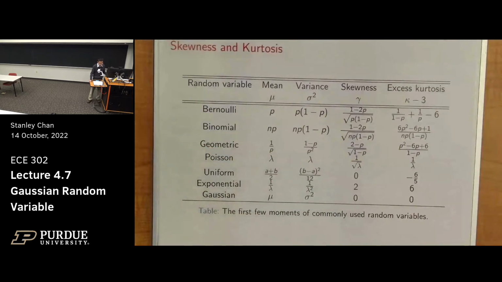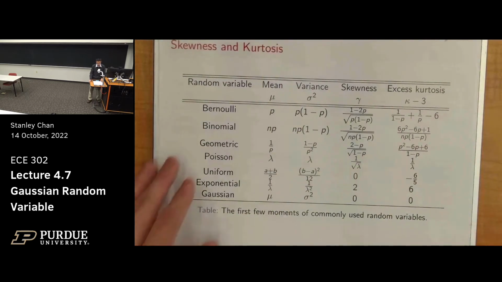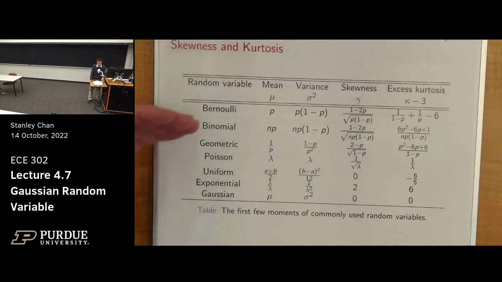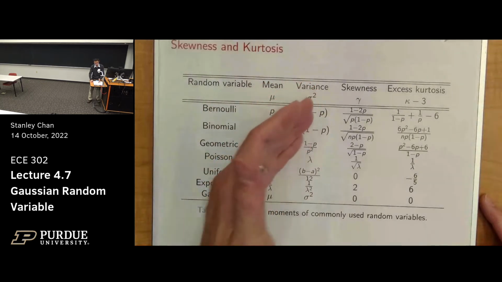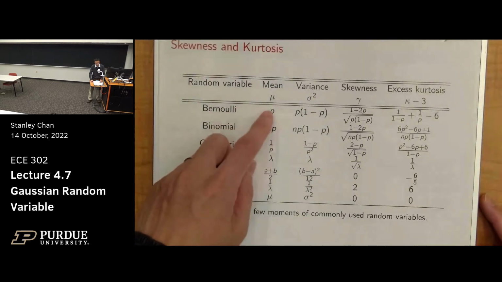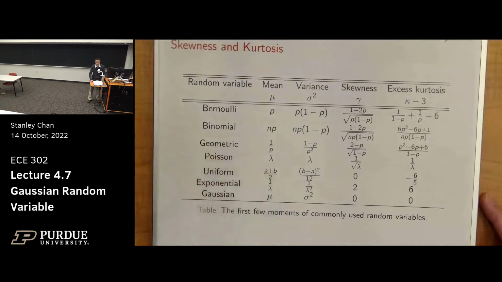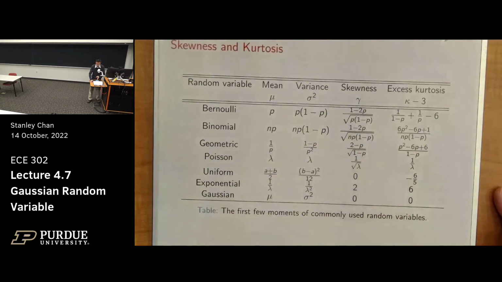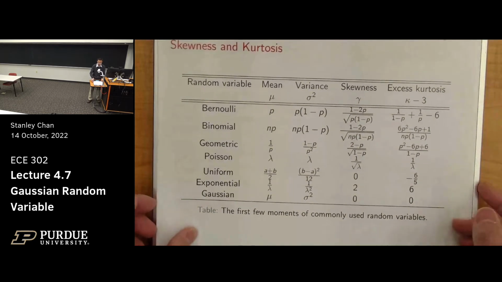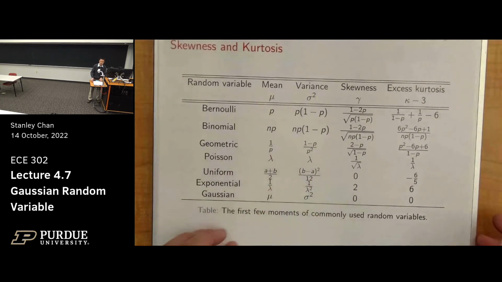So this table gives you a summary of various random variables, including the discrete random variables and also the continuous random variables. I provide you the mean, I provide you the variance, with the understanding that this n, p, lambda, a, and b are the parameters of your random variable. I also provide you the skewness, and I also provide you the excess kurtosis, which are the first 4 moments of a random variable.